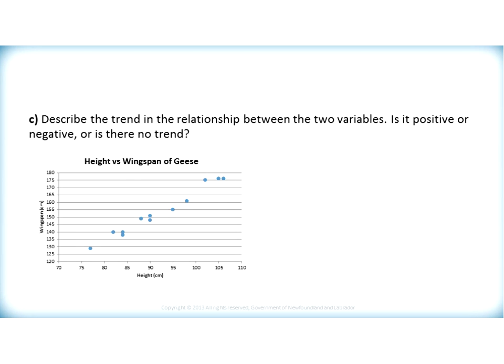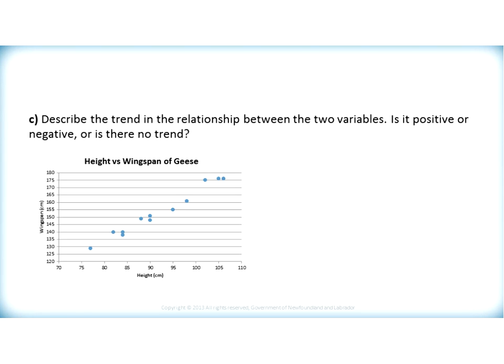So we want to describe the trend in the relationship between the two variables. Is it a positive trend, a negative trend, or is there no trend at all? A positive trend is one where as the independent variable increases in value, so does the dependent variable. A negative trend would be where as the independent variable increases in value, the dependent variable decreases in value.